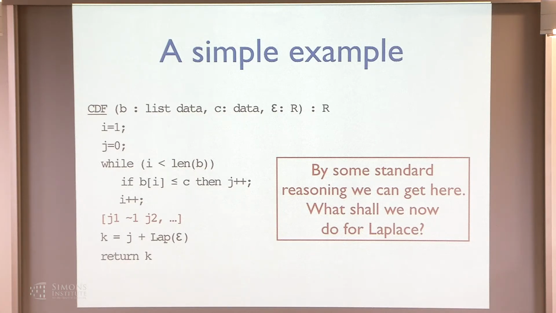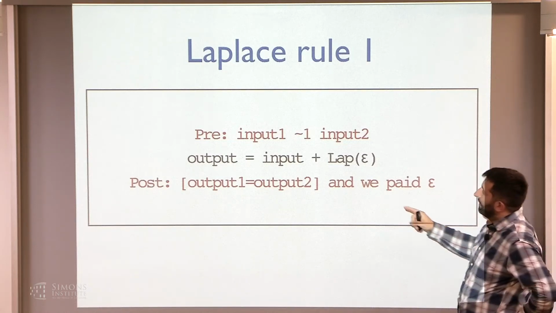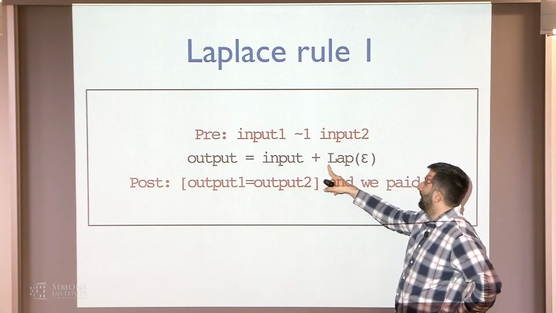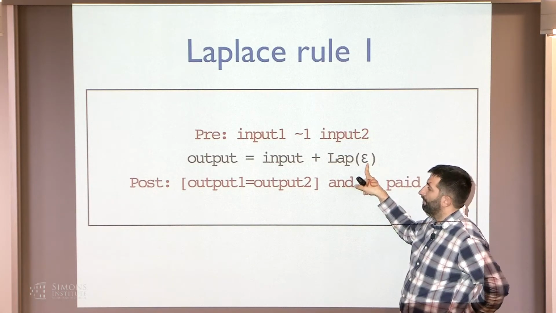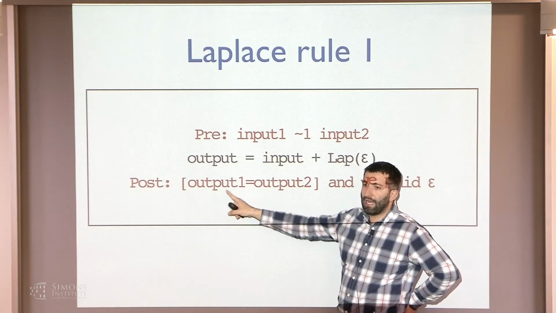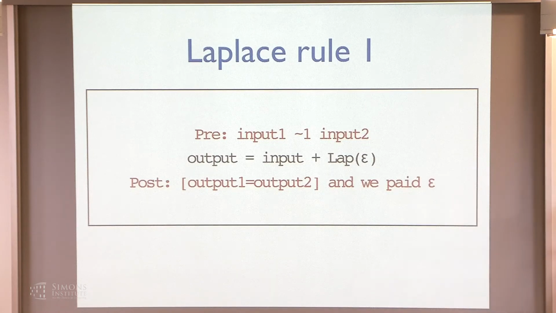So now the interesting part is what we do with Laplace, because now we have probabilities. What can we say about Laplace? Here is where we use this first rule that says that if I have two inputs which are adjacent, and I add Laplace with parameter epsilon, then I can say that the outputs are equal by paying epsilon.